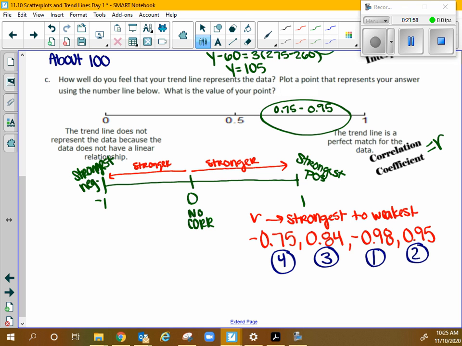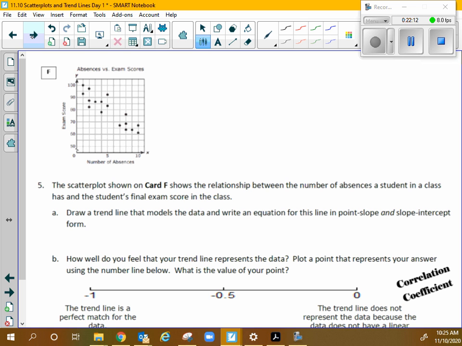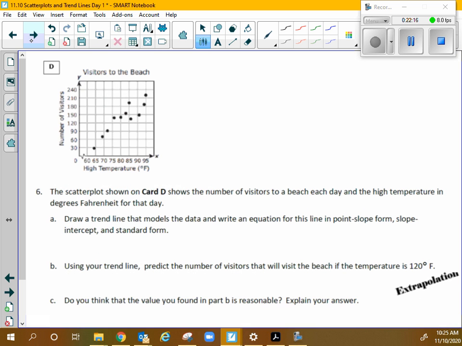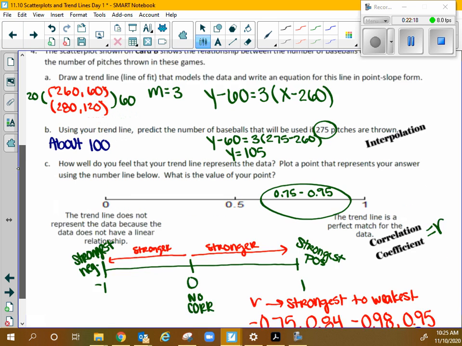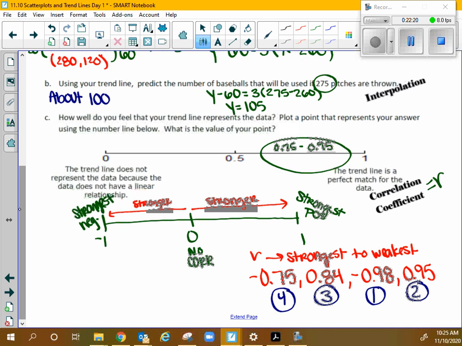The negative doesn't matter. Strength is polarizing. So you're looking for the largest absolute value. Take the negatives out, arrange them from greatest to least, and then throw the negatives back on. Okay? All right. So number 1 was the strongest, right? No. The strongest one was the first. Strongest one was negative 0.98.